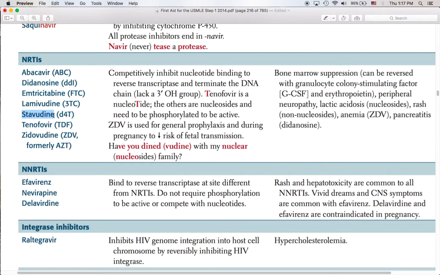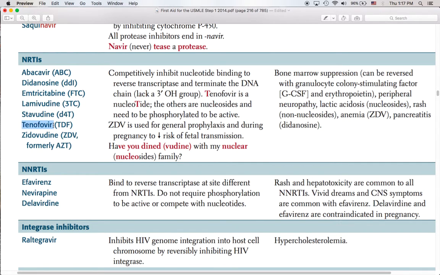For the S, stavudine, I think of it kind of sounding like the word stab. And I think of someone stabbing someone in the arm or stabbing someone in the leg. And if you stab someone in the arm and their leg, they're probably going to get some sort of peripheral neuropathy. So stavudine causes peripheral neuropathy. That's the big thing you need to associate with that one.